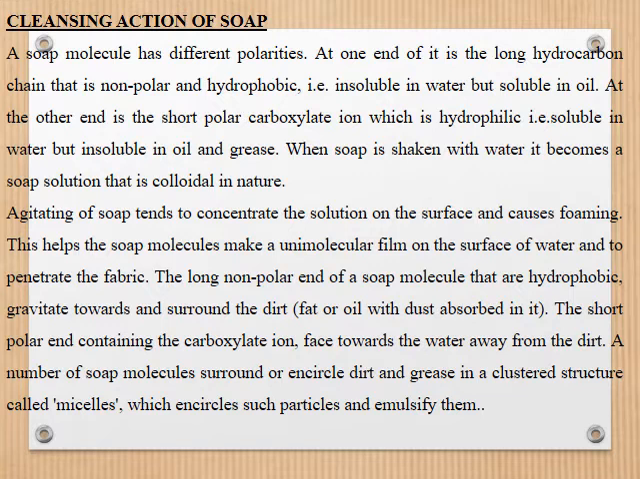When soap is shaken with water, it becomes a soap solution that is colloidal in nature. Agitating the soap tends to concentrate the solution on the surface and causes foaming. This helps the soap molecules make a molecular film on the surface of the water and penetrate the fabric. The long non-polar ends of the soap, which are hydrophobic, gravitate towards and surround the dirt. The short polar end containing the carboxylate ion faces towards the water, away from the dirt.